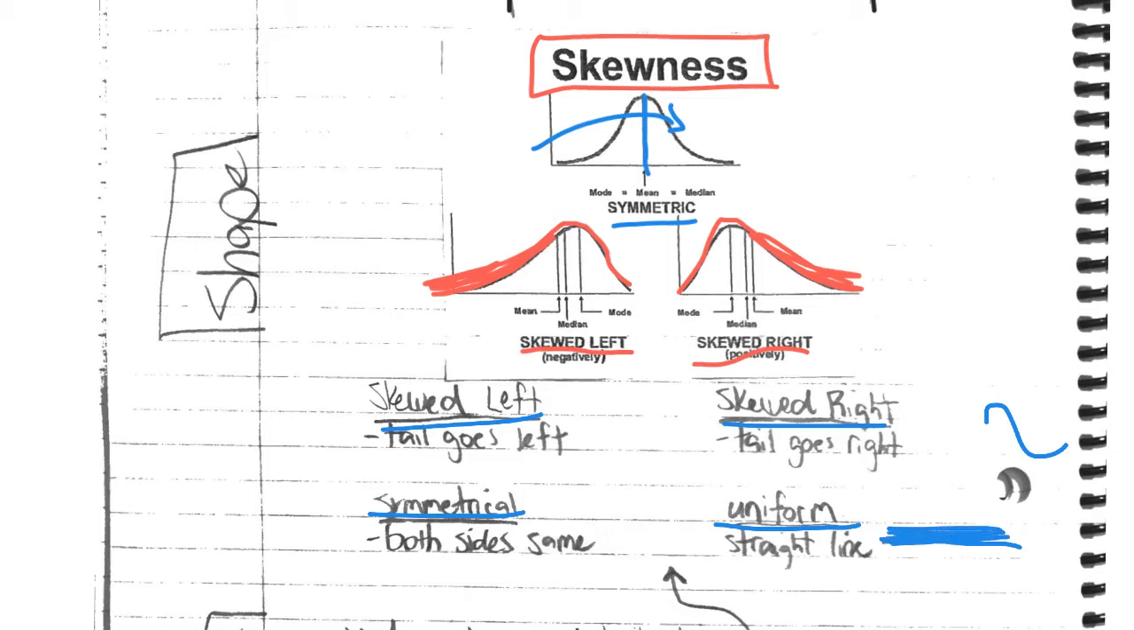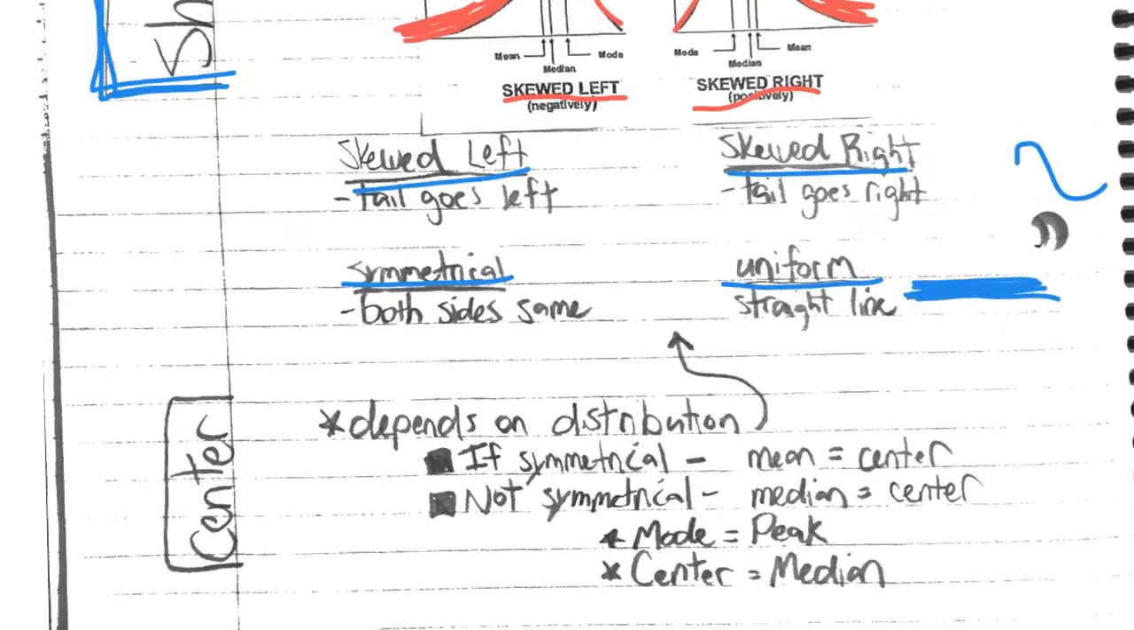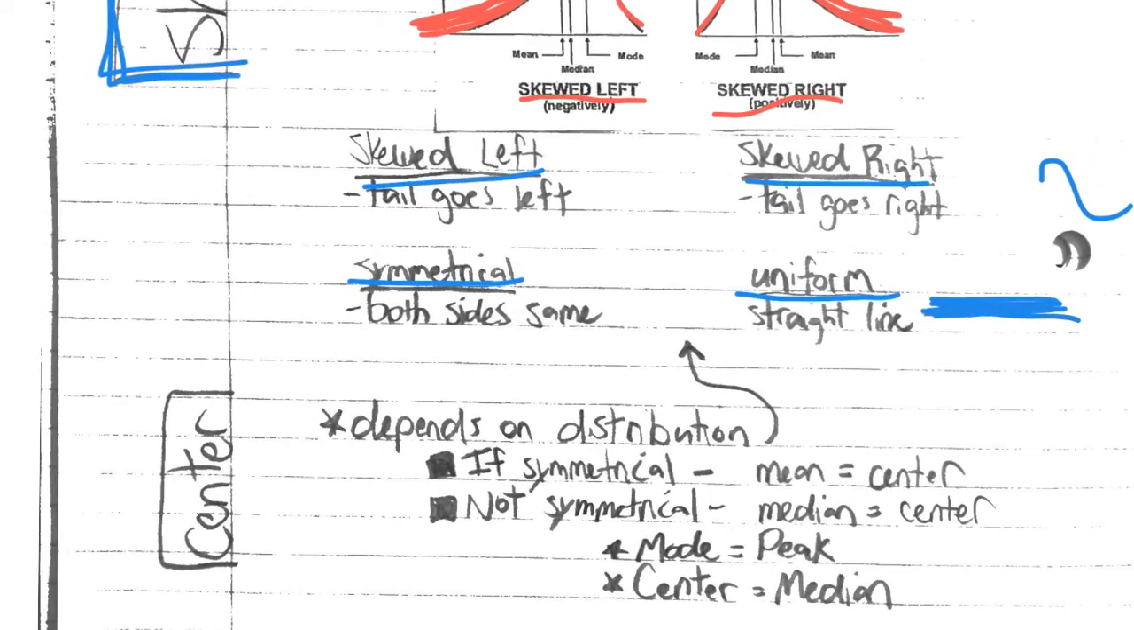Now down below, this was all about the shape. So when we're talking about shape, you're either going to pick skewed left, skewed right, symmetrical, or uniform. Now, some other questions that they might ask us down here is about where the center is. So if they ask us about the center, we have to look back at the shape because it depends on the shape. That's why I have this arrow pointed up here. It depends on which one above.